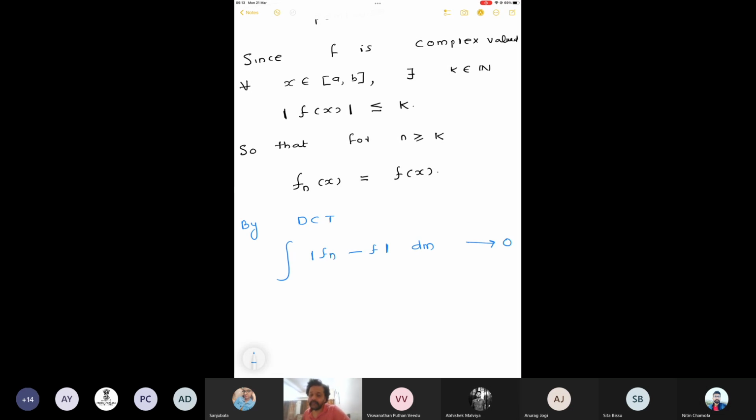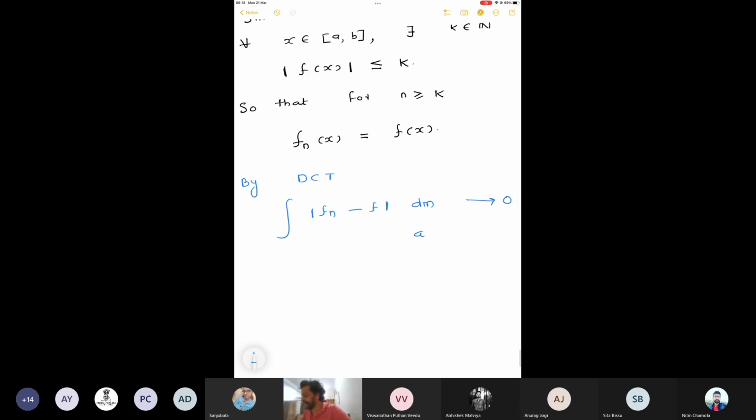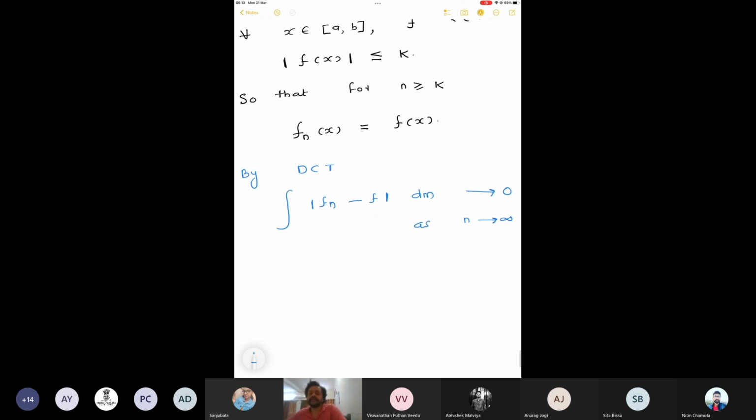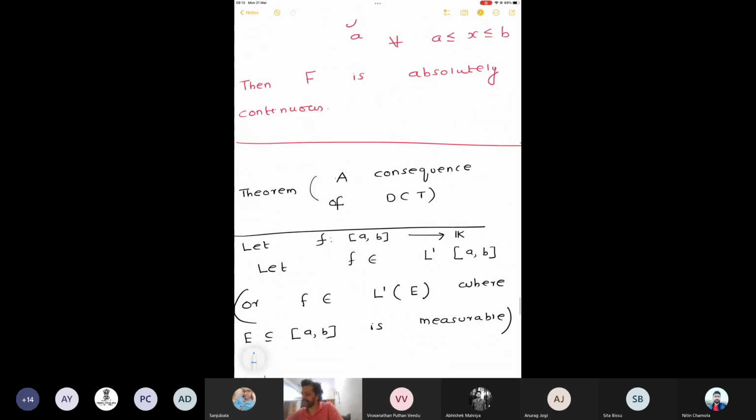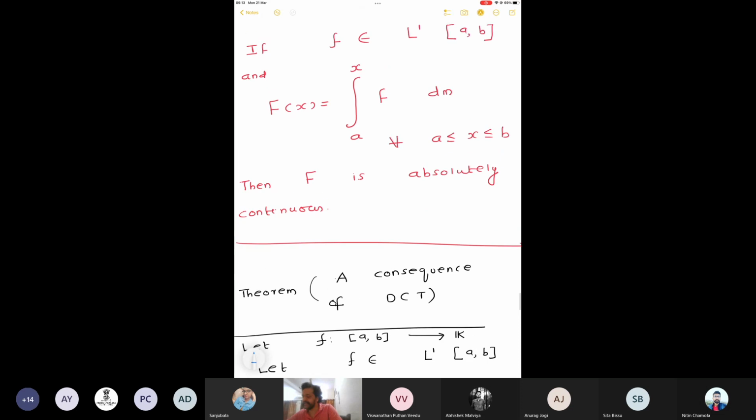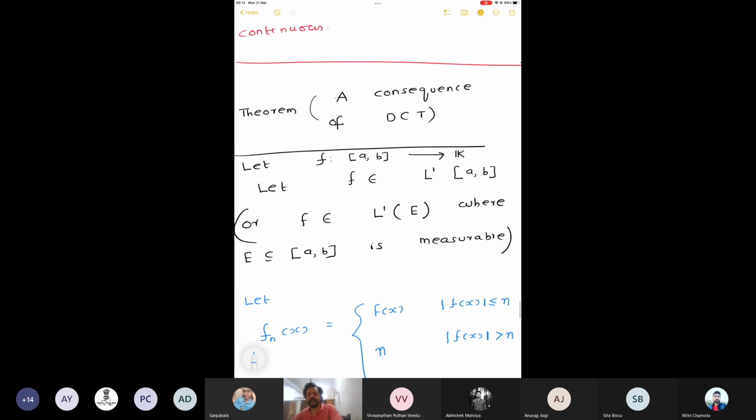This outcome of DCT I have not written as a part of DCT, but I wrote it as a remark, if I remember correctly, as n tends to infinity. And further, this output of DCT will automatically give the other thing: integral f_n dm converges to integral f dm. So this is one result we want as a preparation towards the result aimed at, namely that the integral of an L1 function is absolutely continuous. That we want to prove, and for that we stated and proved one consequence of DCT.